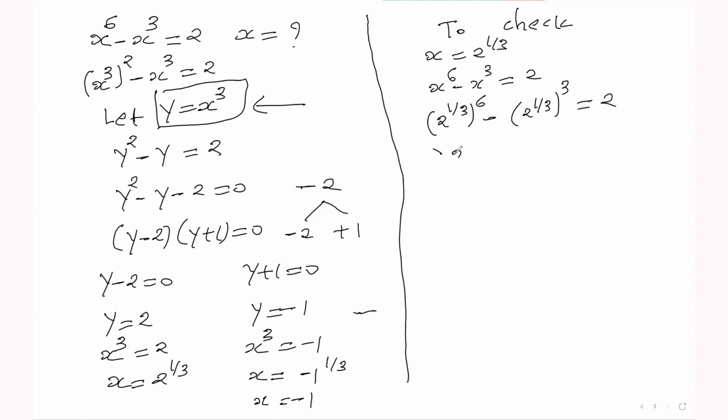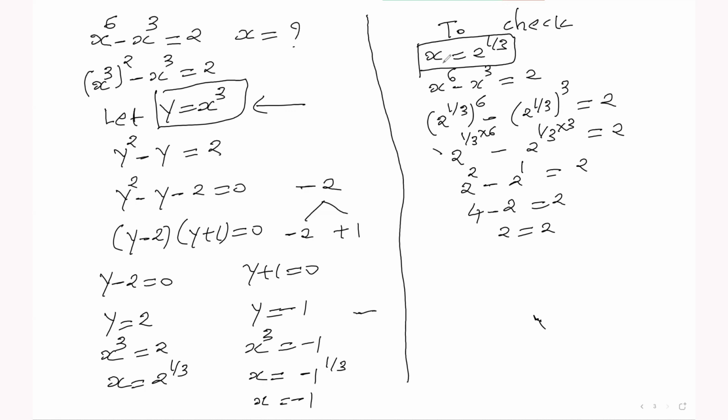So now power and power we can multiply. So 1 upon 3 multiplied by 6 minus 2, 1 upon 3 multiplied by 3 equal to 2. So here 2, 1 upon 3 times 6, which will be equal to 2 to the power 2, minus 2 power 1 upon 3 times 3, which is equal to 1, equal to 2. So 2 power 2 is 4, minus 2 power 1 is 2, equal to 2. So that is 2 equal to 2, which is matching. So my solution x equal to 2 power 1 upon 3 is correct. So this is the correct solution.